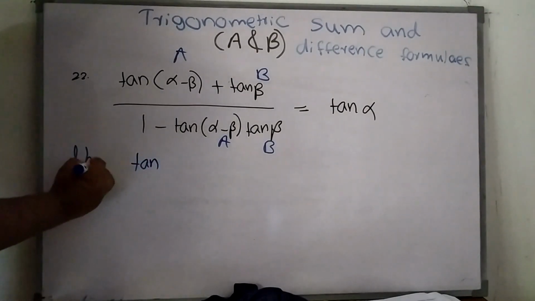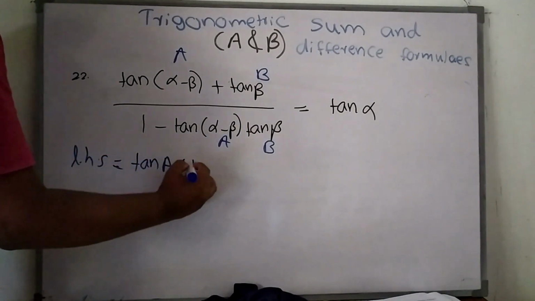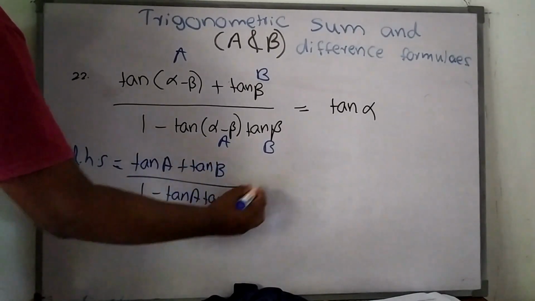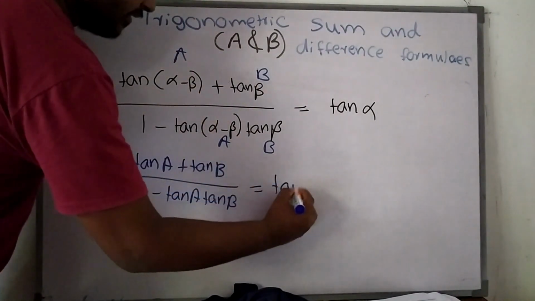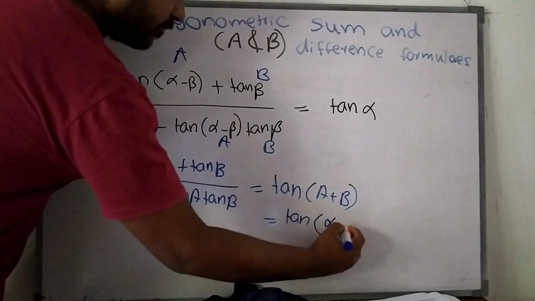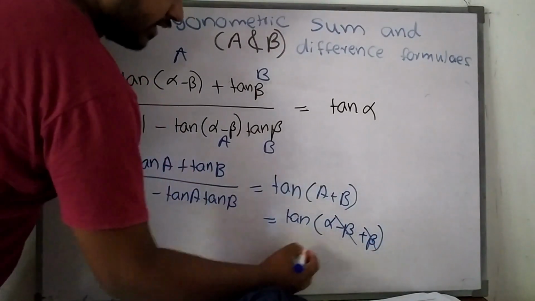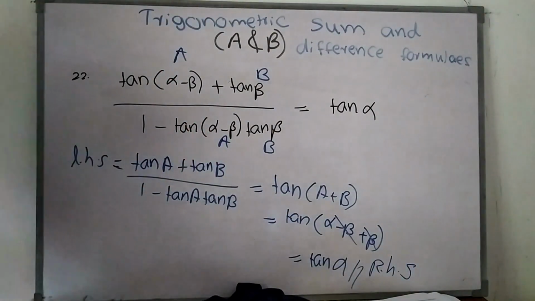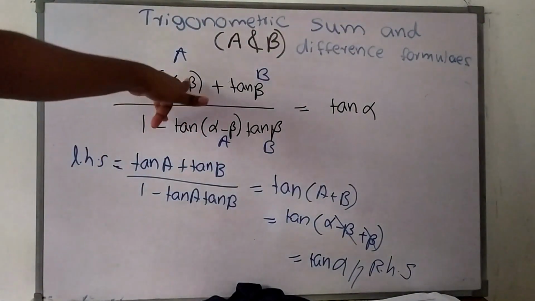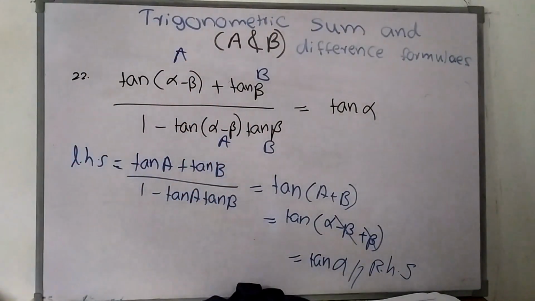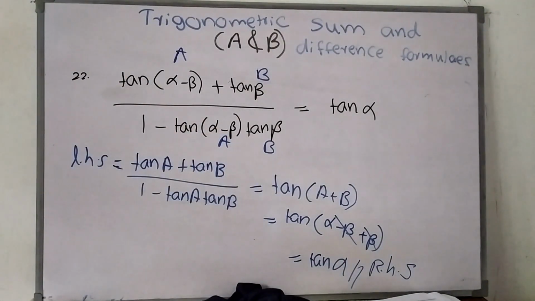So what is this? This left hand side is tan A plus tan B over 1 minus tan A tan B. Okay? Then this is actually A plus B, no? So this is tan of alpha minus beta plus beta. These two get cancelled, so then it's tan alpha, the RHS. Right? So what I did, I assumed this as A and this as B, and tan A plus tan B over 1 minus tan A tan B is tan A plus B. Obviously this is easy.